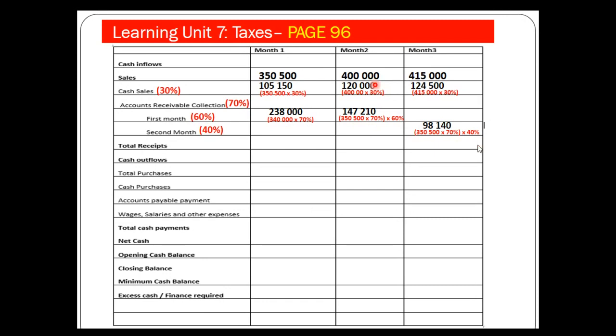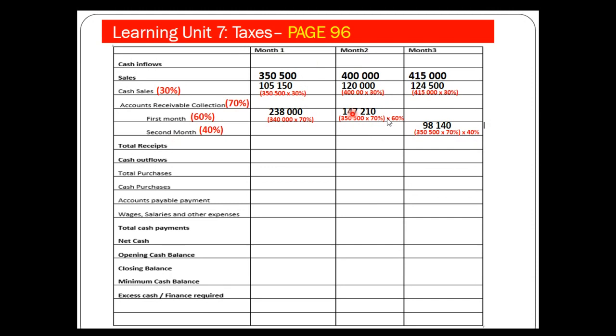Can you see now? So the 60%, remember, this is the 350, which comes from what? Month one. So the credit sales for this amount will be collected in month two, and thereafter the month after. That's why I put it in the second month. Okay. Now, because we finished with month one, let's start with month two.